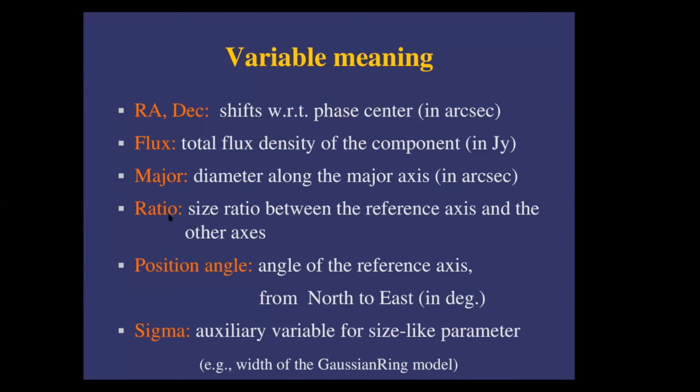And you can do two-dimensional sizes, so you can have a major and a minor axis. And the way to set them is just by setting the ratio between the major and minor axis. Okay, and of course you have a position angle, and this position angle is the angle between the major axis and the reference axis, and is from the north to the east in degrees. And if you have models with another size parameter, then it will be described in this additional sigma variable here. For example, in the case of the Gaussian ring model.